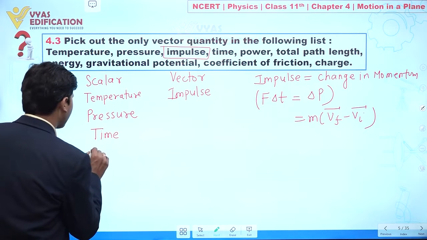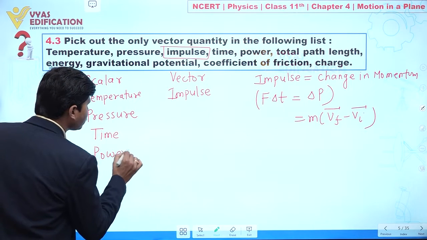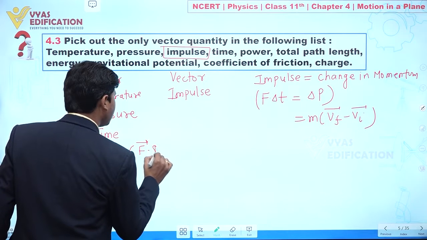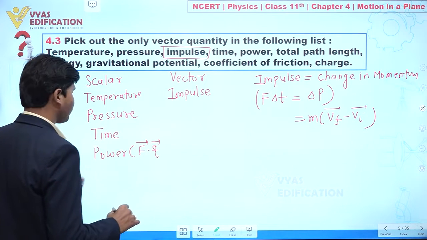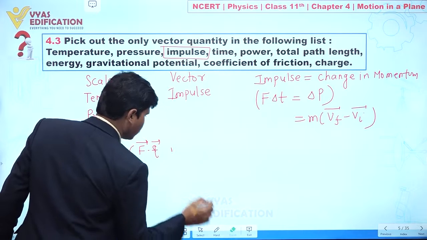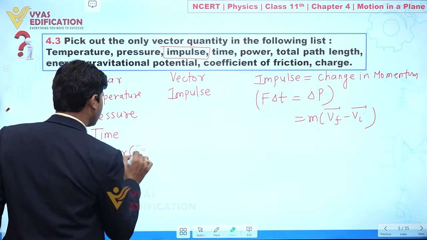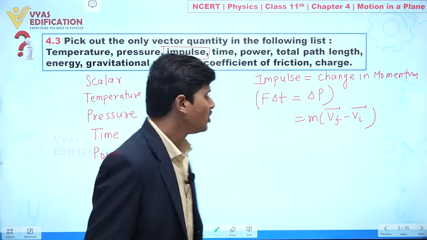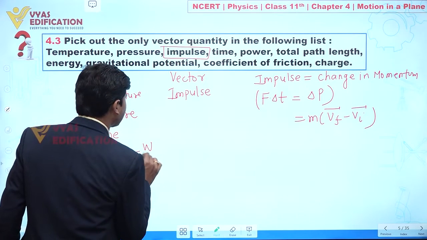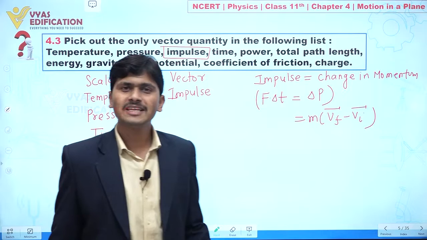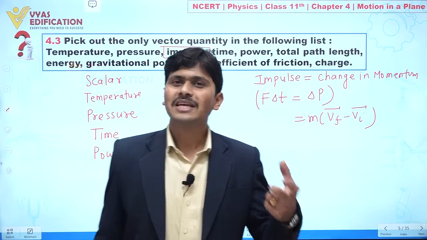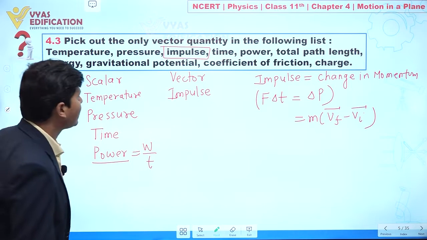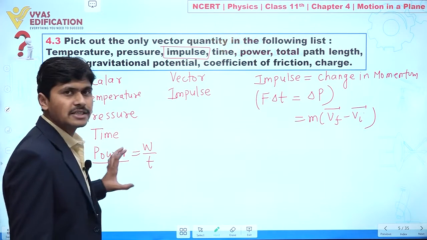And if we talk about power, actually we can define power as the rate of doing work. Clear? So rate of doing work means we can write W by T. Now we know work done is a scalar quantity, time is also a scalar quantity, so we can say power is also a scalar quantity. Clear to everyone? So we can say yes, this is scalar.